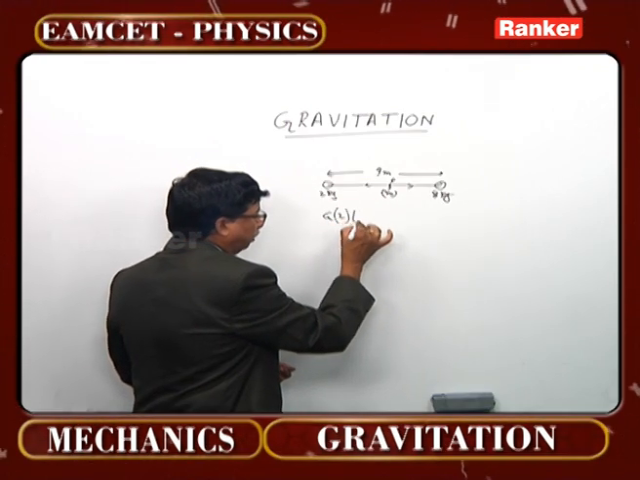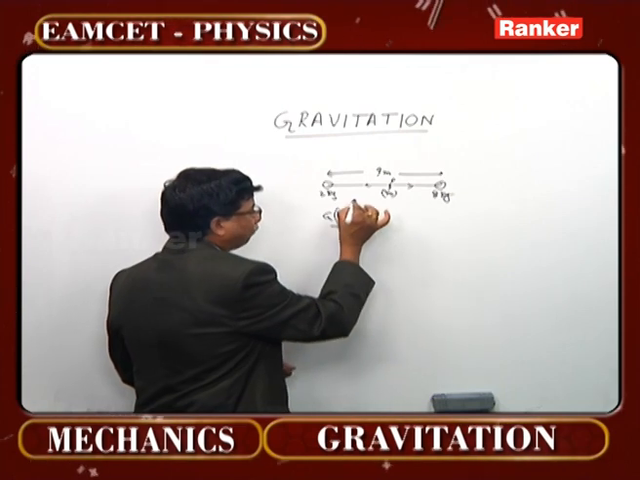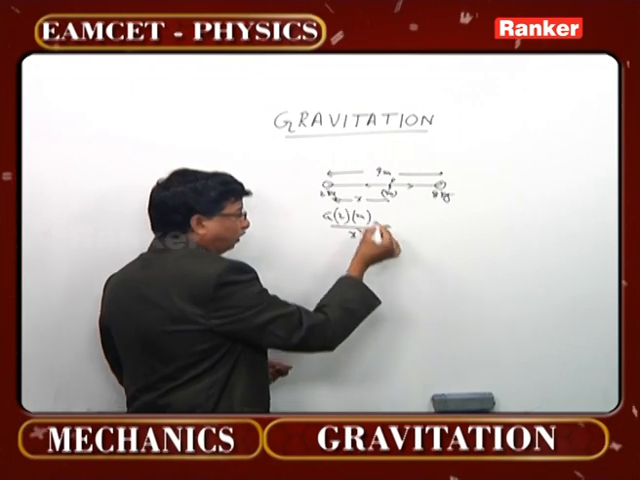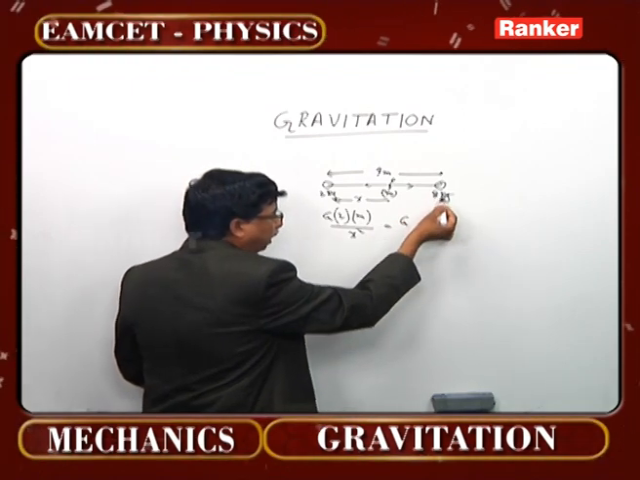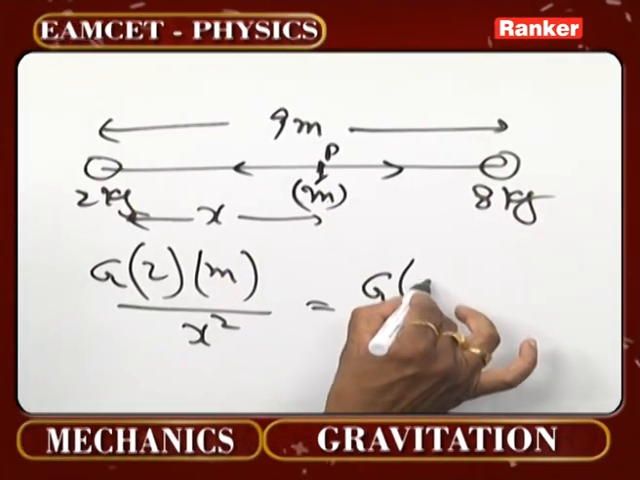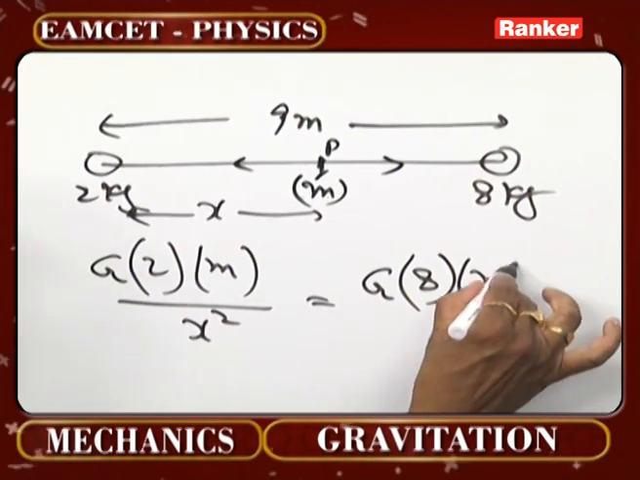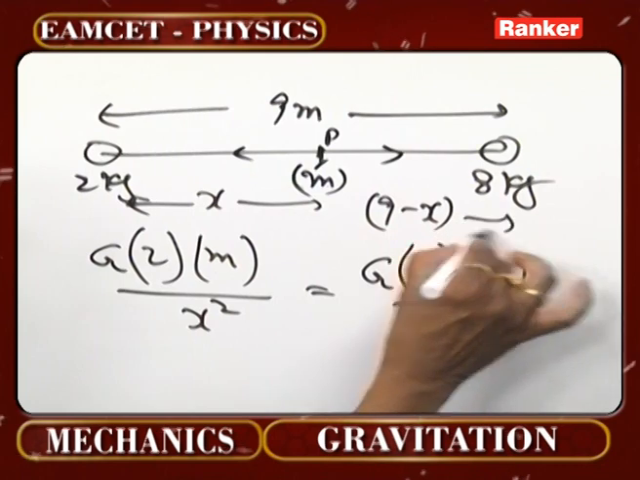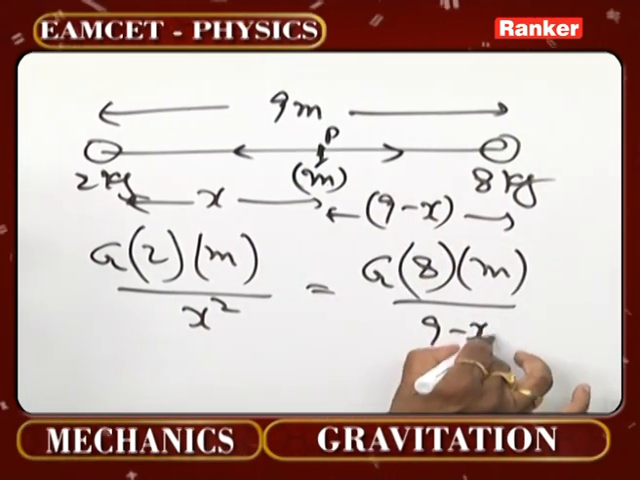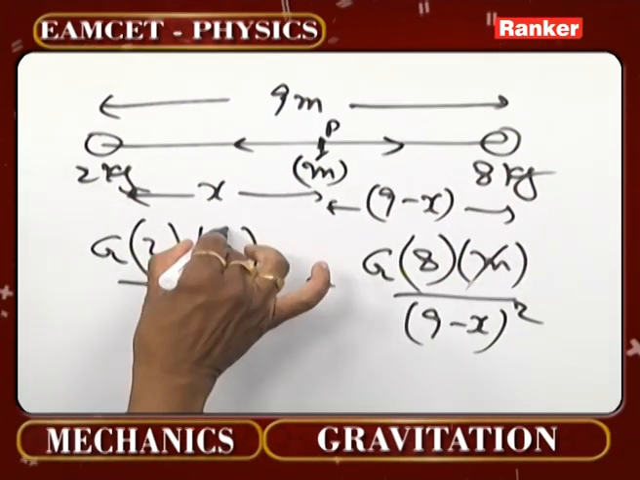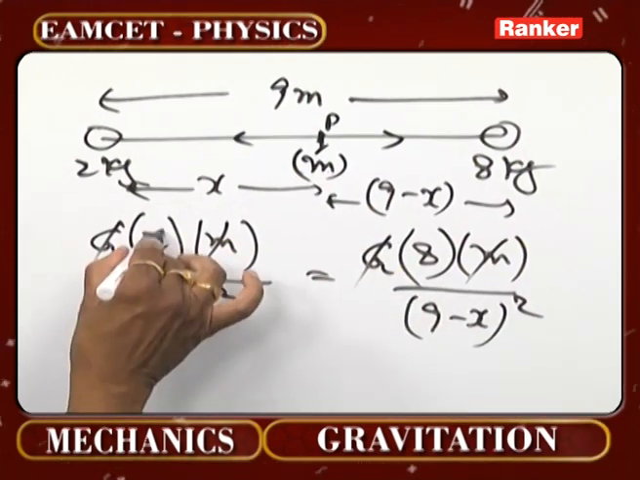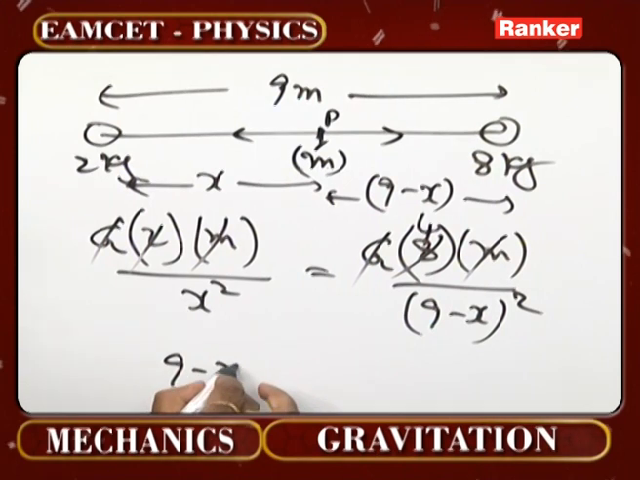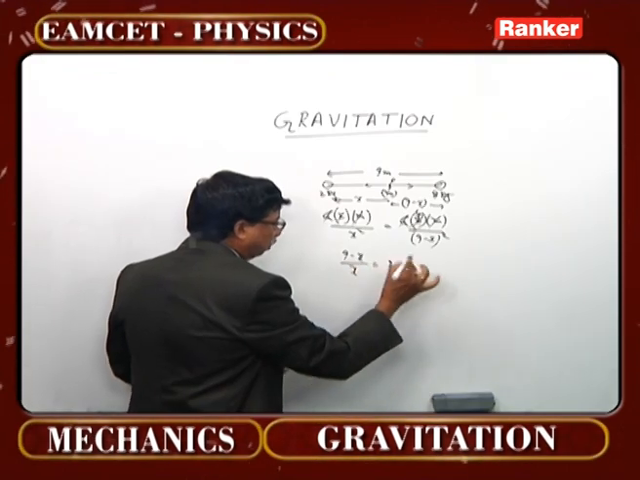G m1 m2 by r square. I take that r as x over here. Now this is equal to G m1 m2 by r square. m1 is 8, m2 is m. For r square, this is now 9 minus x, the distance. I can write 9 minus x whole square. m gets cancelled and G gets cancelled. 2 cancels 4 times. Then what can we write? 9 minus x by x is equal to 2.